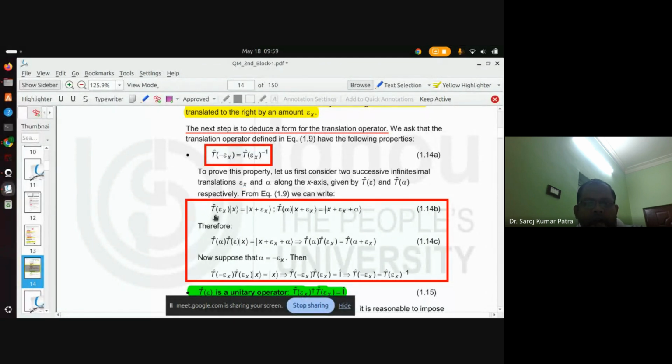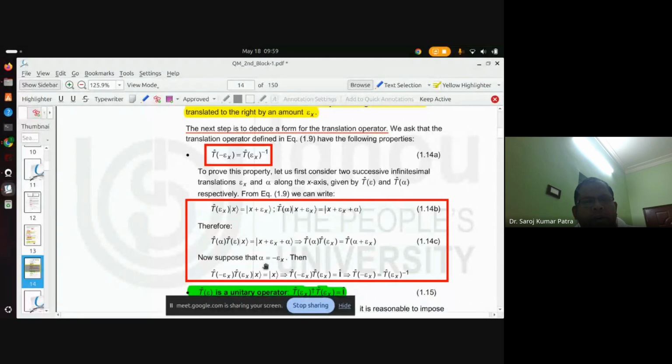So T epsilon x operating on |x> will take the system to |x plus epsilon x>. Next we operate with T alpha. So T alpha operating on |x plus epsilon x> will take it to |x plus epsilon x plus alpha>. Therefore T alpha T epsilon x will be equal to |x plus epsilon x plus alpha>, which is again T of alpha plus epsilon x.